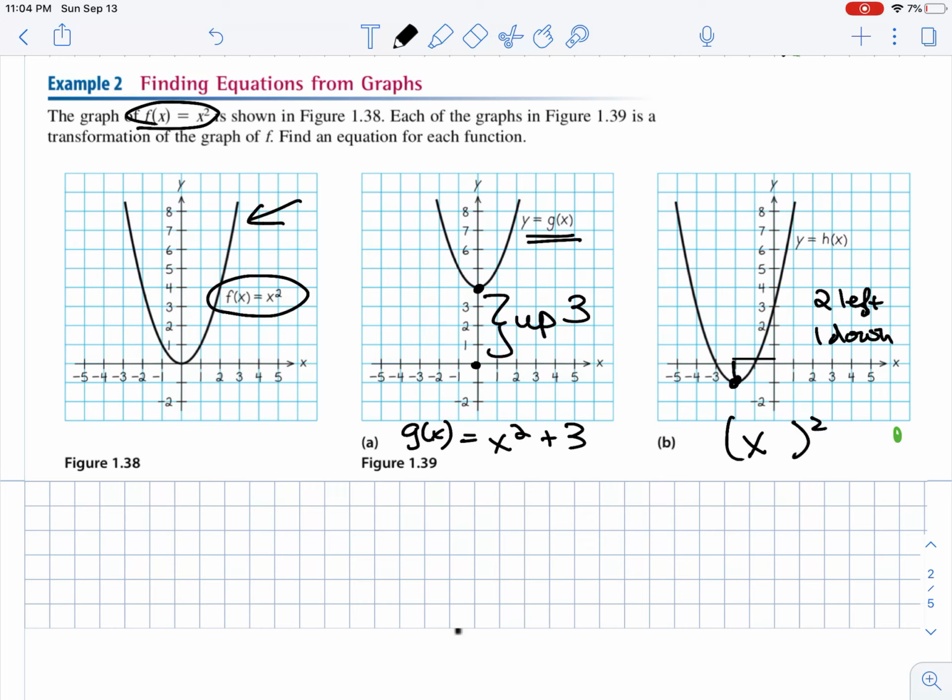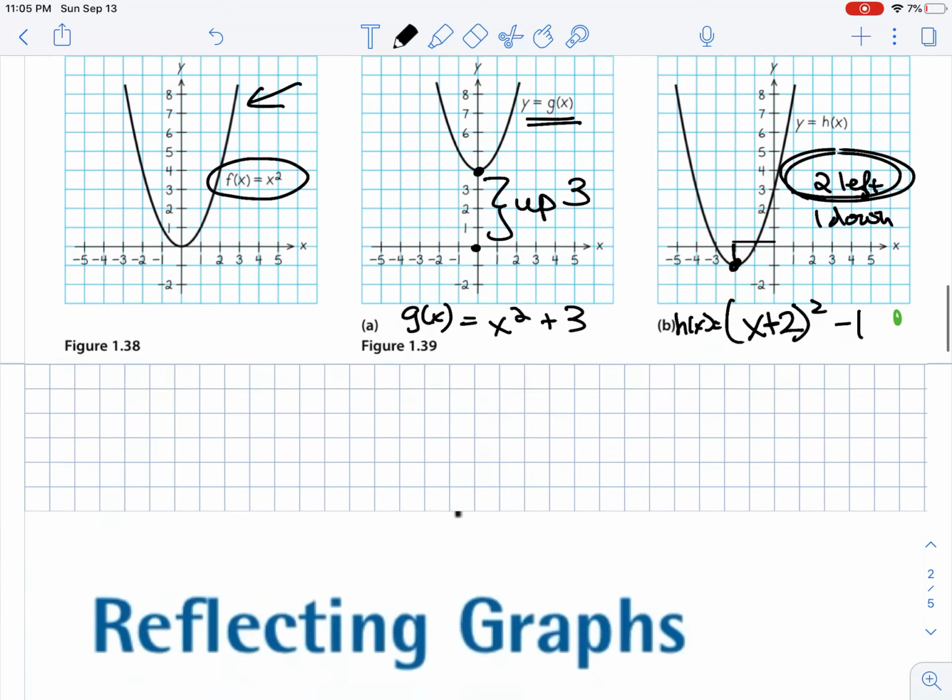So here's our x, here's our squared. I put that parentheses because I know when we have a left, that's a horizontal change. It has to go inside here. So remember, 2 to the left would normally be a negative 2, but because we're in Funky Town, we make it the opposite. So we put the plus 2 here for the 2 to the left. We go 1 down, which is outside, and to the right, we're subtracting it, and that's our h of x.